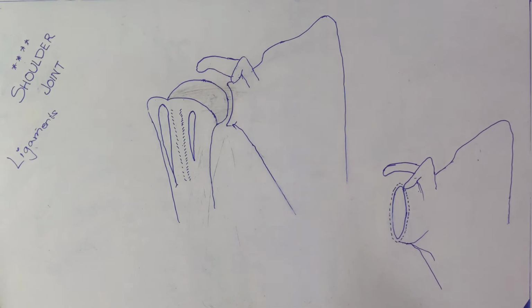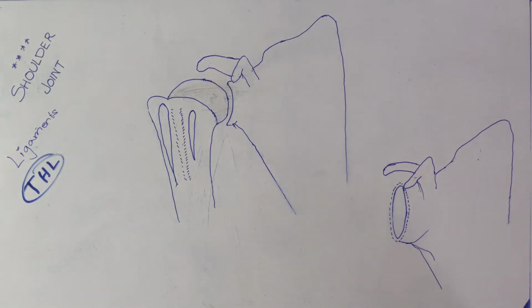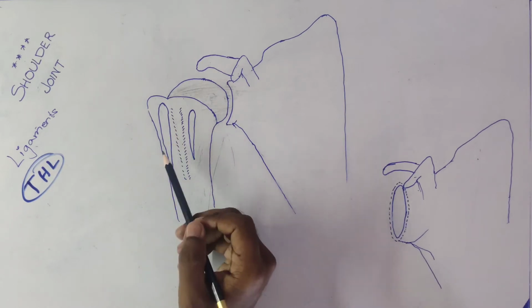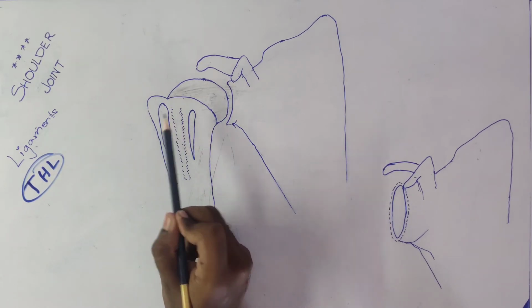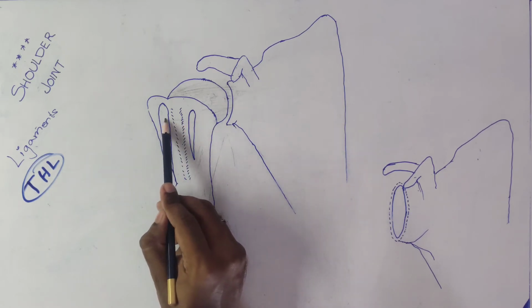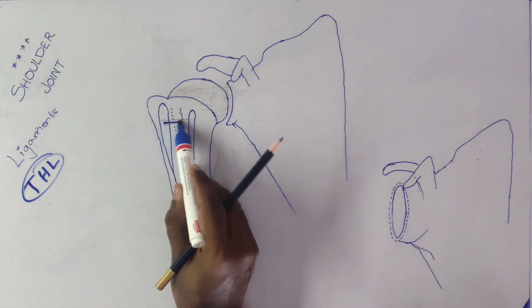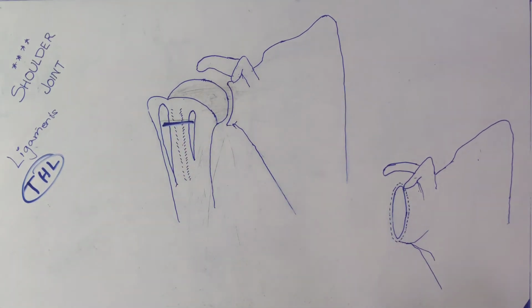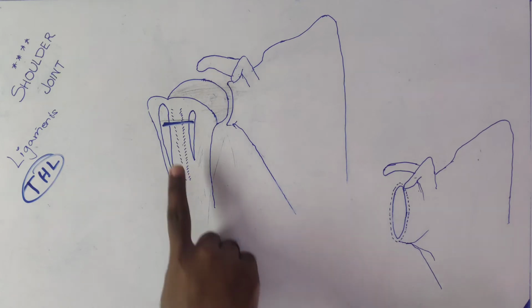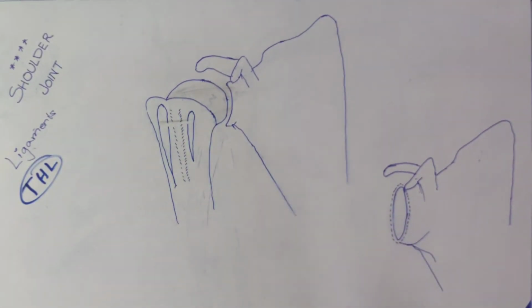Now the third ligament is the transverse humeral ligament. It is placed between the greater tubercle and lesser tubercle. It bridges the upper part of the greater tubercle and lesser tubercle like this. It gives strength to the humerus, and in the groove it passes some arteries and some tendons of muscles. It gives support.